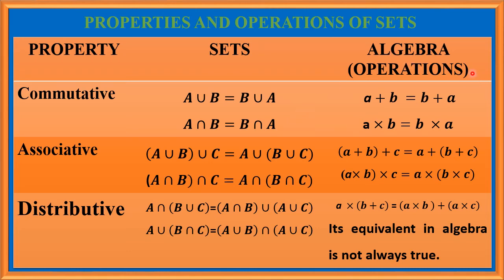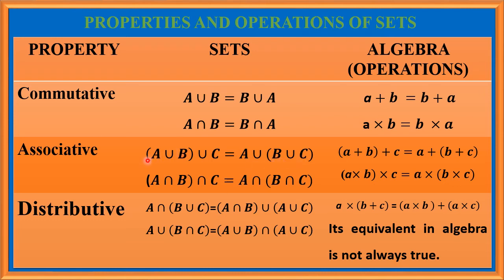Then when we relate it to operations, we can have A plus B equal to B plus A, showing commutative property, or A multiplied by B equal to B multiplied by A, showing commutative property. Then for associative property, this contains three sets or three elements. So for example, when we have sets A, B, and C, we can have A union B, all union C, to be equal to A union B union C.